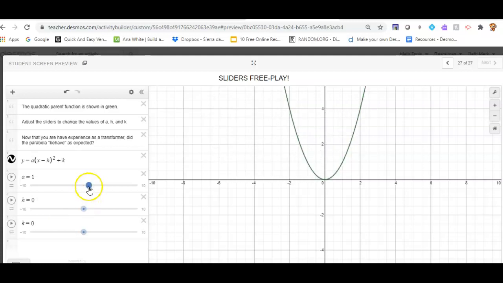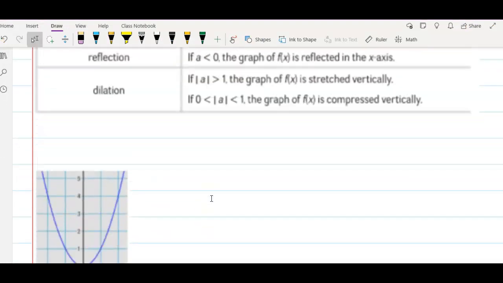And then finally, if a gets larger than 1, I'm stretching this parabola and making it skinnier. If a is a fraction between 0 and 1, it flattens and gets a little bit more compressed, like I'm smushing it into the x-axis. Until I get to negative numbers, then it reflects over the x-axis. So that's just a little bit of an introduction into some of these parent functions.